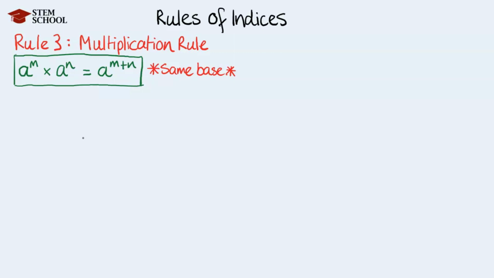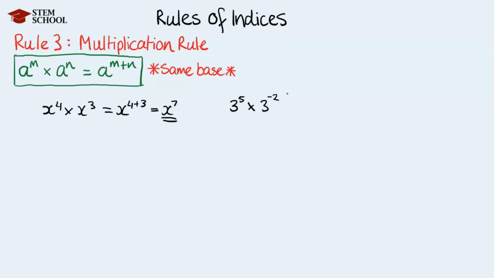Let's try an example. We've got x to the power of 4 multiplied by x to the power of 3. We have the same base here. This means we can use this rule. So it will be x to the power of 4 plus 3. You just add the powers, and that will come to x to the power of 7. Let's try another quick example. We have 3 to the power of 5 multiplied by 3 to the power of negative 2. So we have the same base of 3.